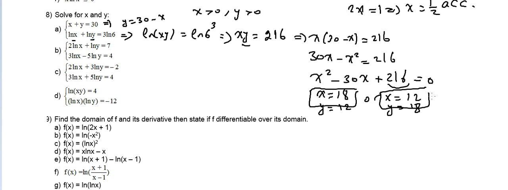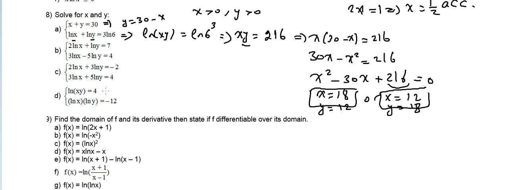You can continue also doing the solving. We have time. Let's solve another one. We still have time, so we can do part D maybe. Let's do part D. So ln x times y equal 4 and ln x times ln y equal minus 12.